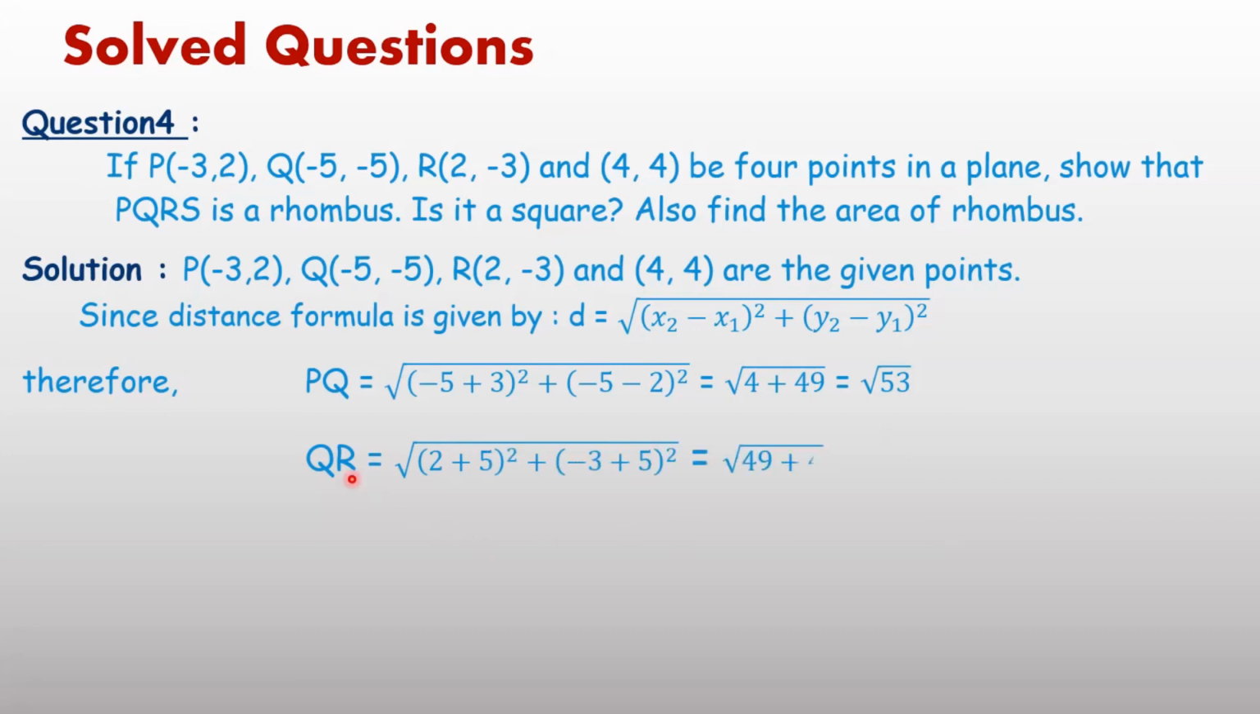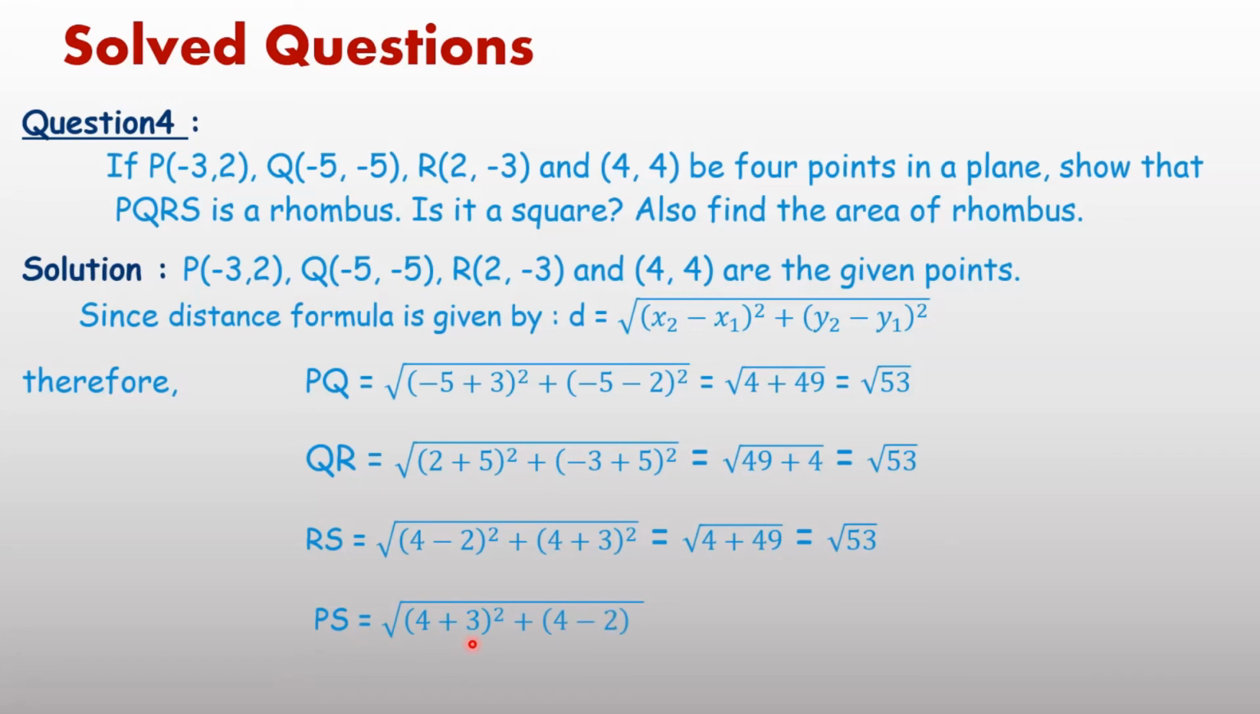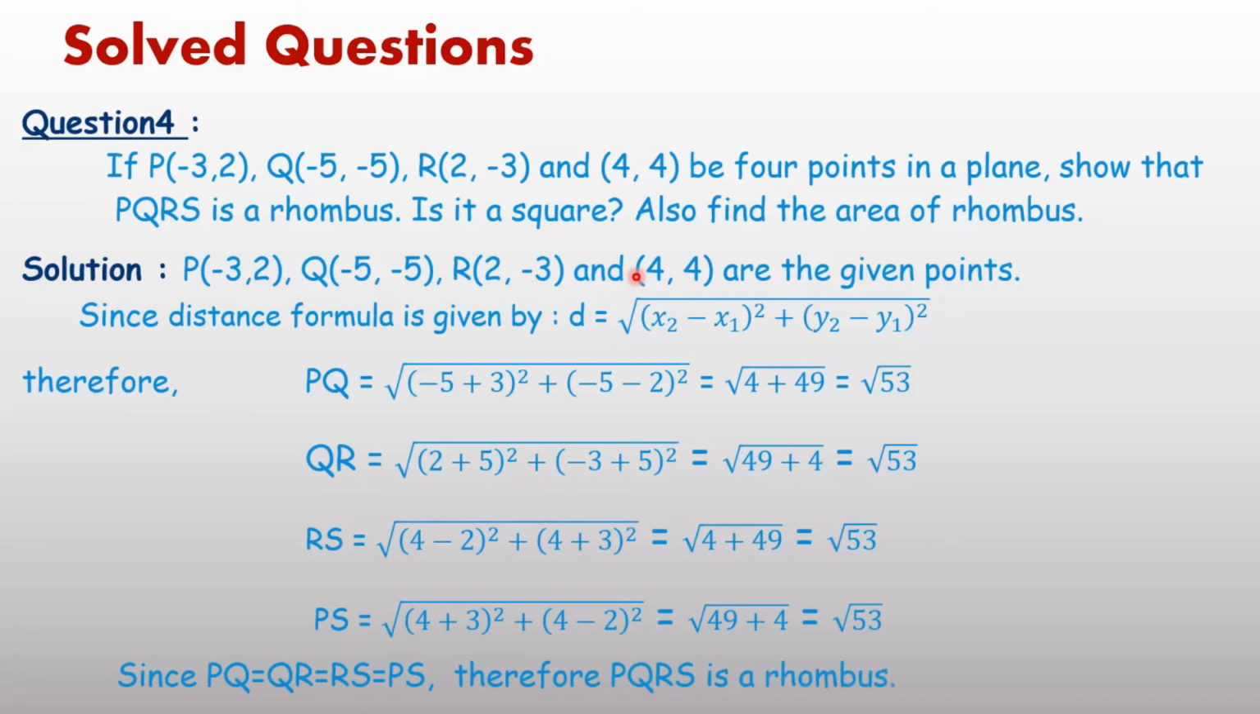Similarly, find out the value of QR: (2 plus 5) whole square plus (-3 plus 5) whole square equals root 53. Then RS and PS. P, Q, R are given, and this fourth point is S. Find the coordinates of this fourth point, that is S.